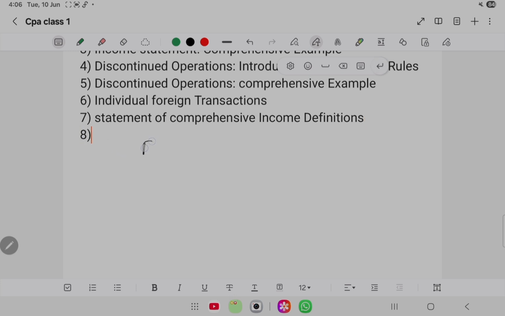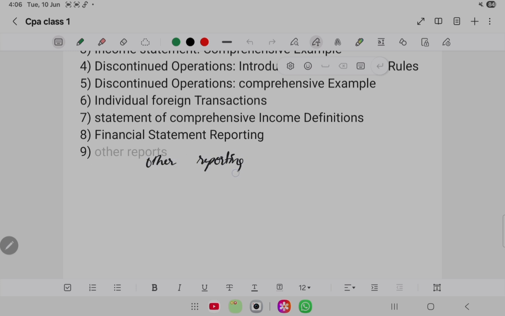Eighth is financial statement reporting. Ninth is other reporting issues.